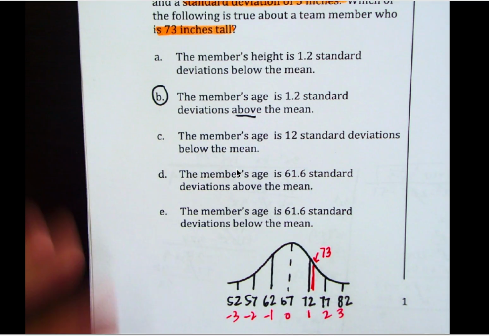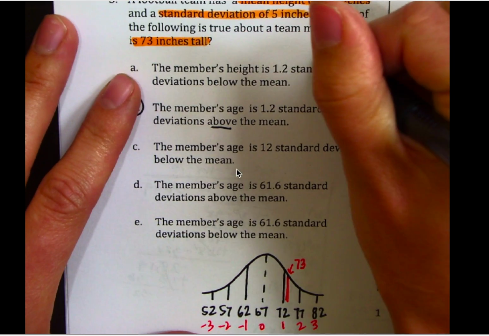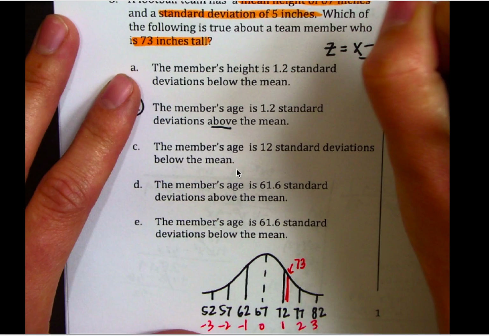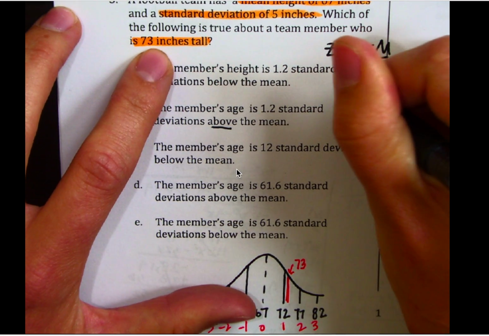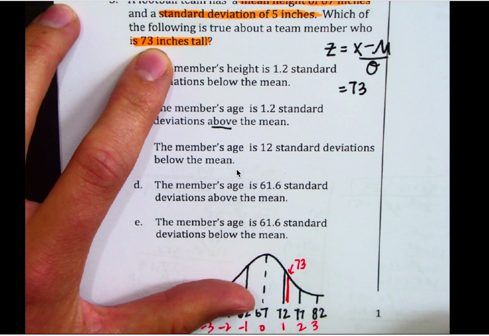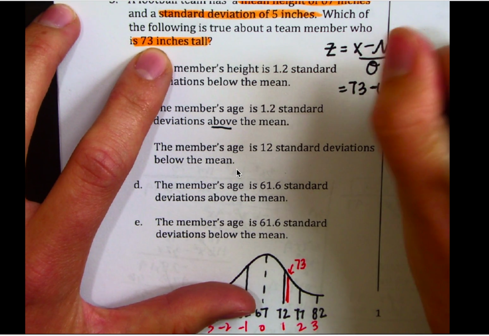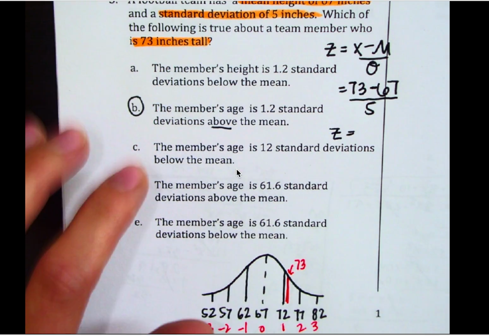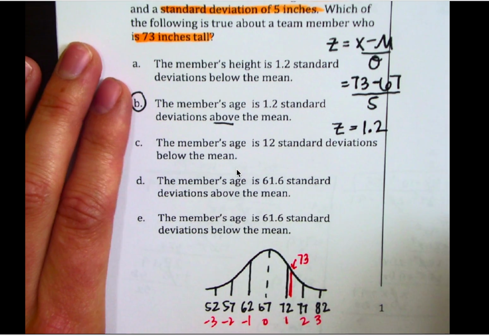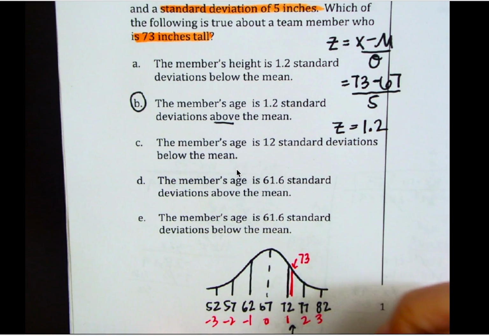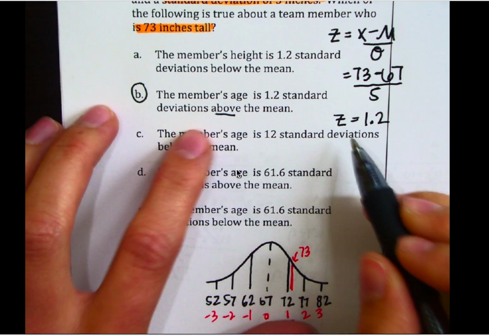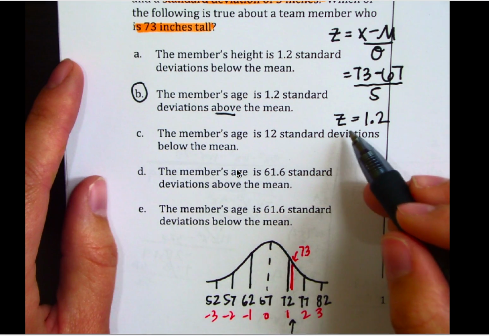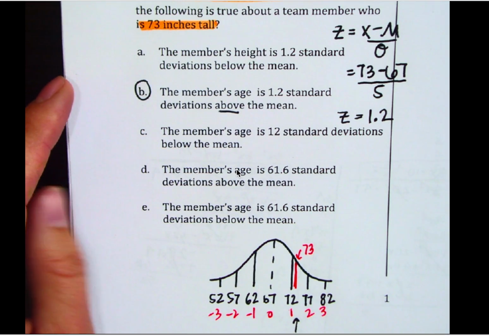Okay, so another way we can do that is using the z-score. So if I use my formula for the z-score, it's my value minus the mean divided by standard deviation. So we plug in the team member's value, 73, and subtract the mean and divide by standard deviation. It will give us a z-score of positive 1.2. So again, that puts us right here at 1.2 standard deviations above the mean, because the z-score is going to be the number of standard deviations away from the mean. So positive means we're above.